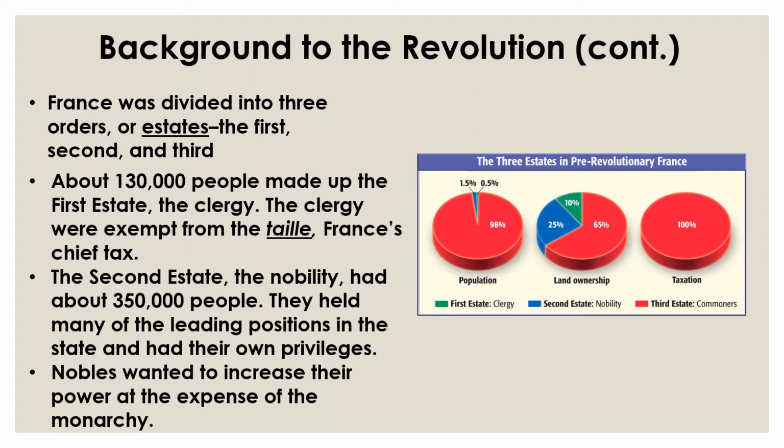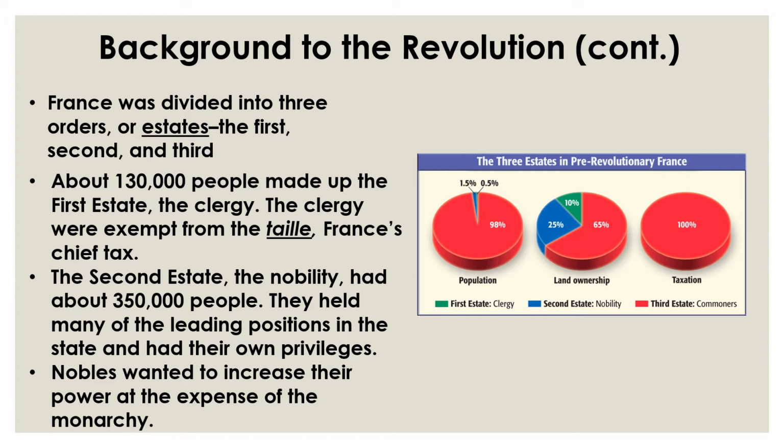The second estate was the nobility of France, and they had about 350,000 people incorporated in that estate. They held many of the leading positions in the state and had their own privileges. Now, I realize that this is different than what we were saying under Louis XIV, the absolute monarch. But by the time we get to 1789 with Louis XVI, the French nobility had regained some of their power and had been able to start manipulating the king, Louis XVI, who was a much weaker king than his great-grandfather had been. Nobles wanted to increase their power at the expense of the monarchy.